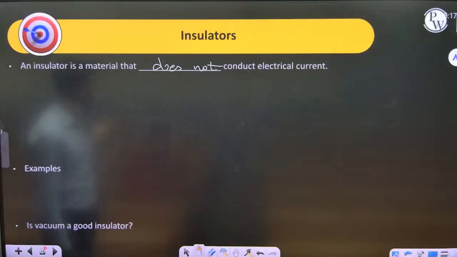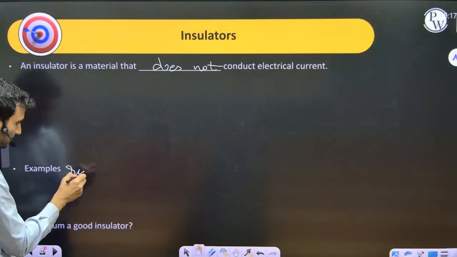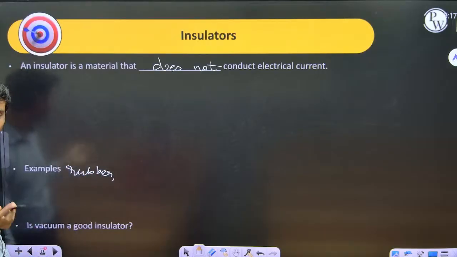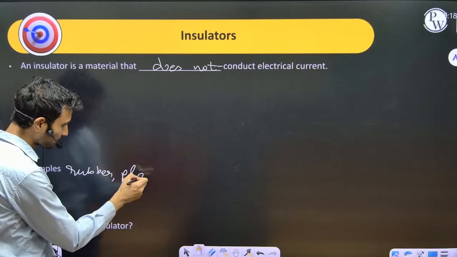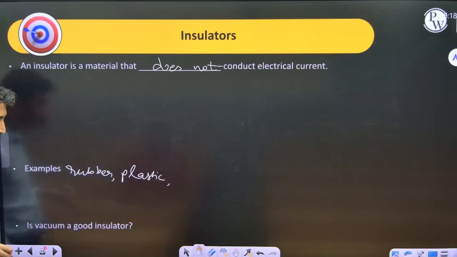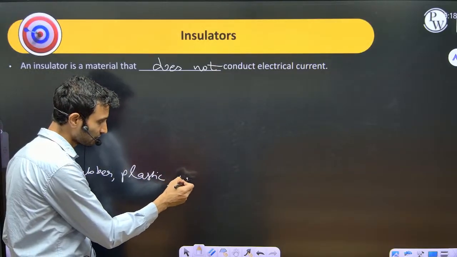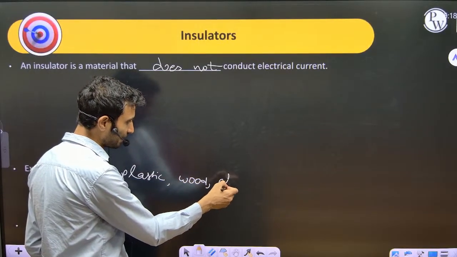Example, there are so many examples, right? Like rubber. Can you give me some examples of insulators that don't conduct electricity? Think of anything that comes to your mind. There are so many examples in the world. Plastic, very good. What about online kids? Can you cite some examples? Any more examples? What about wood? Yes. What about clay?